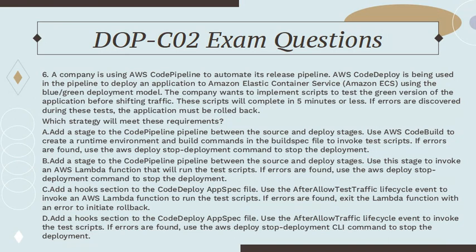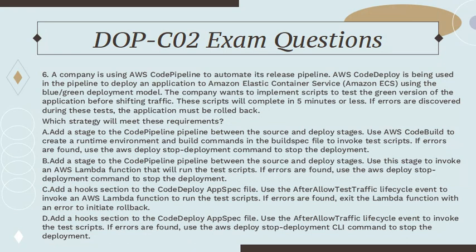A. Add a stage to the CodePipeline between the source and deploy stages. Use AWS CodeBuild to create a runtime environment and build commands in the buildspec file to invoke test scripts. If errors are found, use the aws deploy stop-deployment command to stop the deployment.